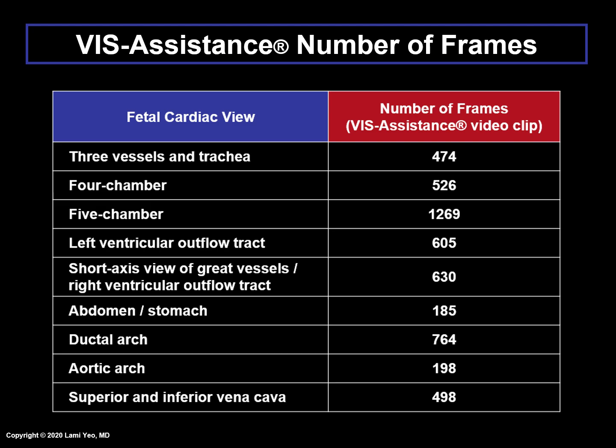This table shows that the number of frames in the VISA Assistance video clip varies depending upon the fetal cardiac view. For example, the 5-chamber VISA has the most number of frames, 1,269 frames, because of the fetal cardiac anatomy being shown. In contrast, the abdomen-stomach VISA only contains 185 frames.